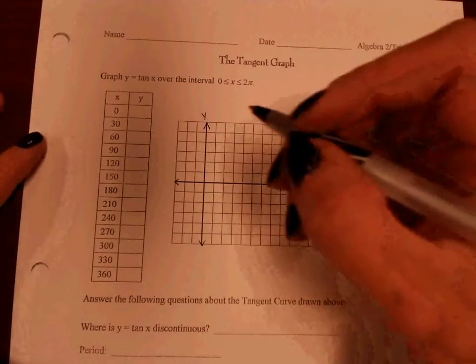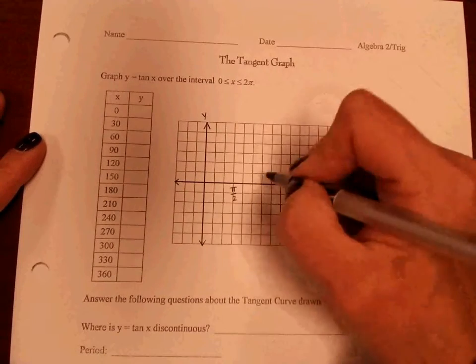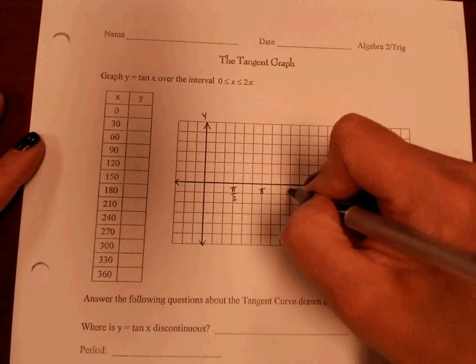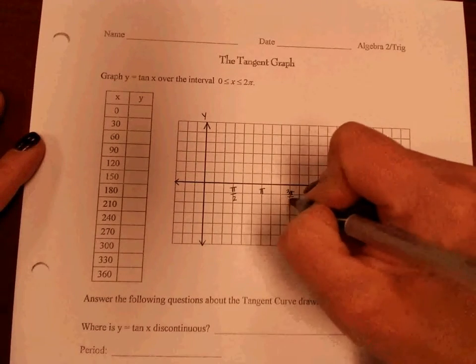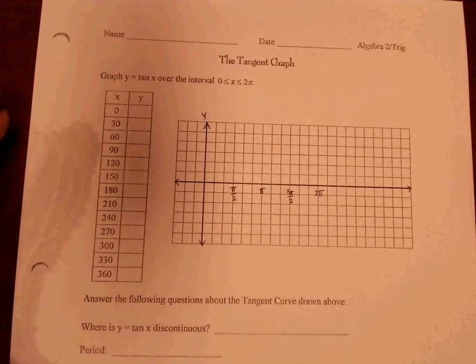We're going to count 3 boxes, and we're going to put 90 degrees, which is pi over 2. Another 3 boxes, which is 180 or pi. Another 3 boxes, which is 3 pi over 2. And then another 3 boxes, which is 2 pi or 360 degrees.